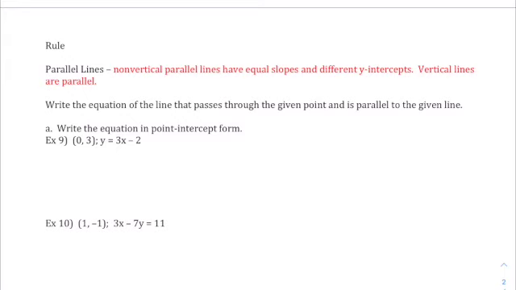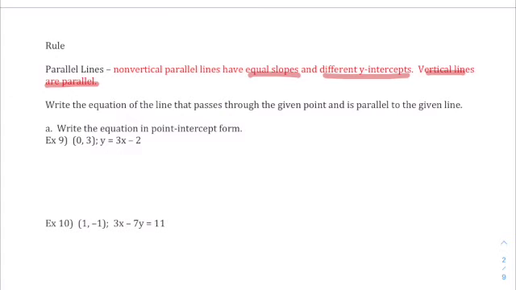Parallel lines happen when non-vertical parallel lines have equal slope. That is very, very, very important. And different y-intercept. Vertical lines are parallel lines, okay? And so are horizontal lines. But that's beside the point.